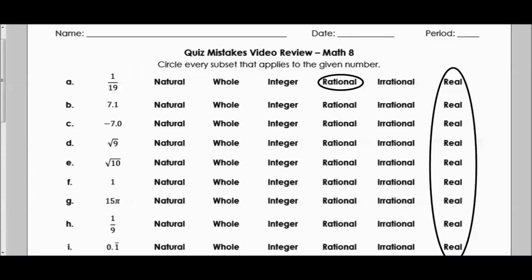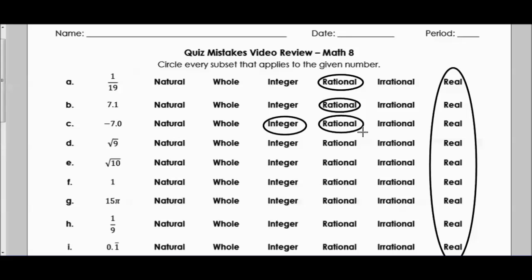Alright, on number 2, that's a decimal that stops. The 7 really doesn't matter that much. It's just a rational number because we do have that decimal part to the number. On this one, we have a negative 7.0. That's really the same thing as negative 7, which is an integer. It's also a decimal that stops, so it's rational. Also, any integer has to be rational.